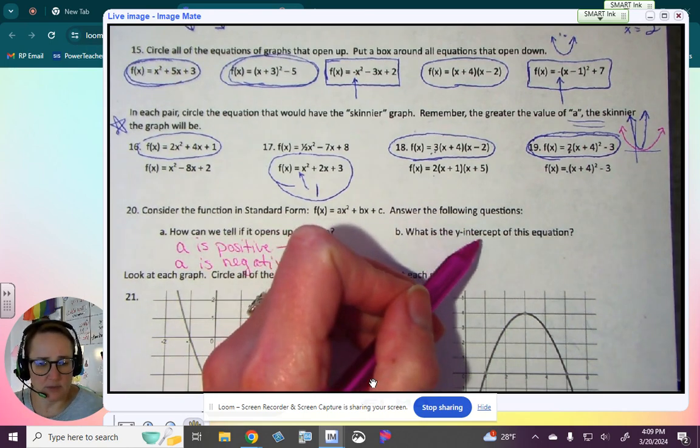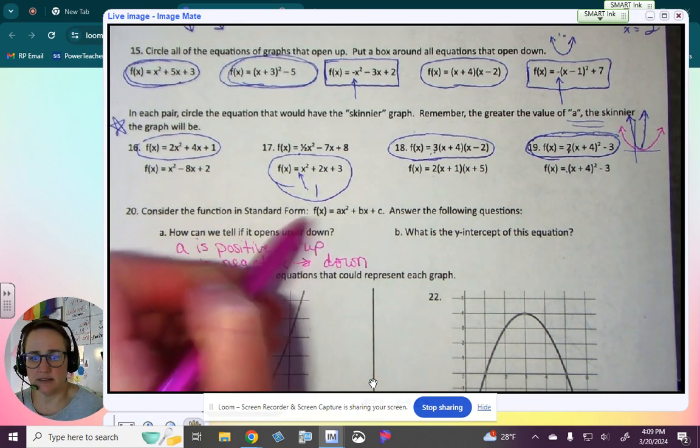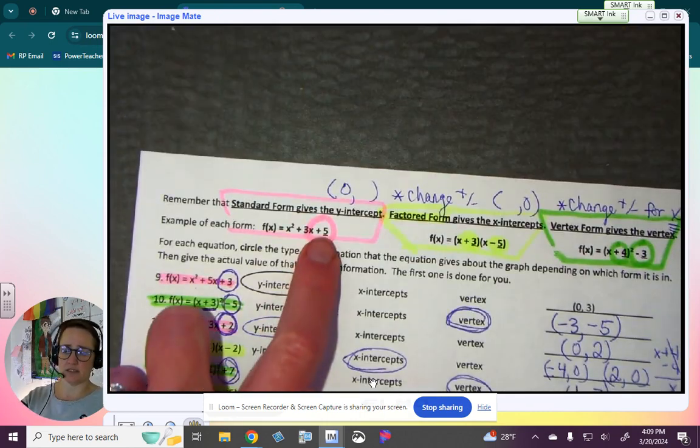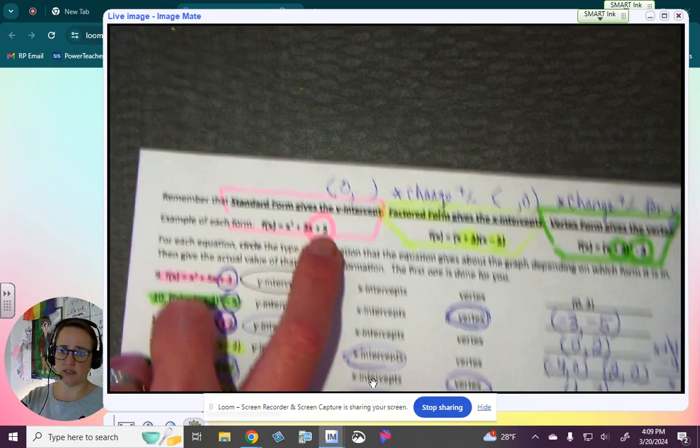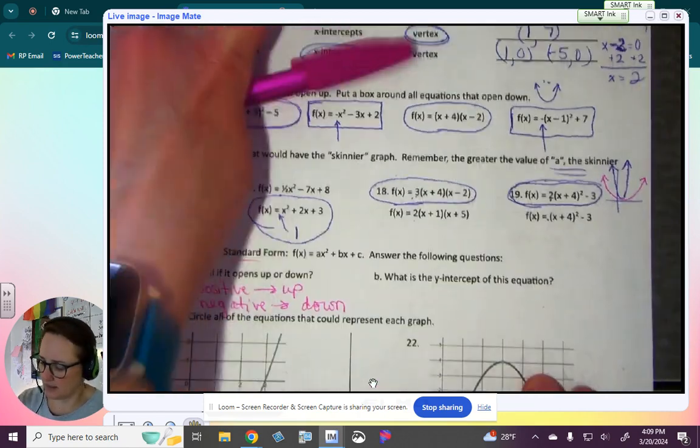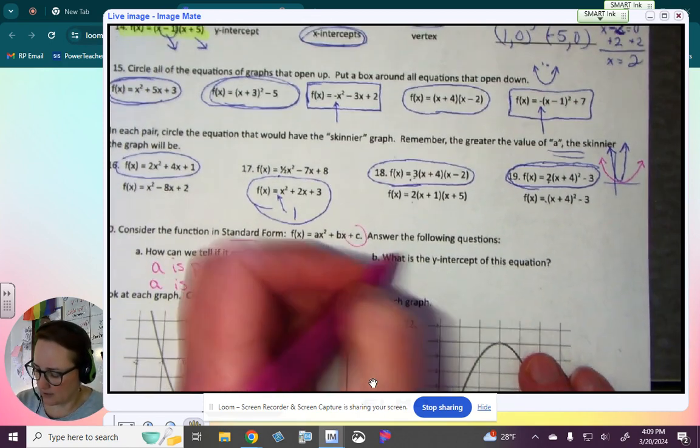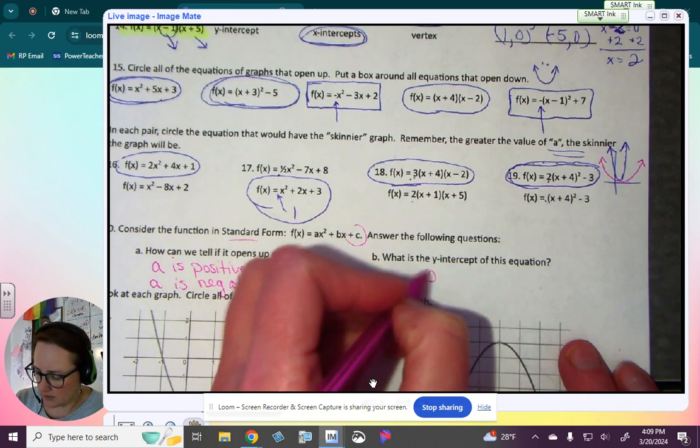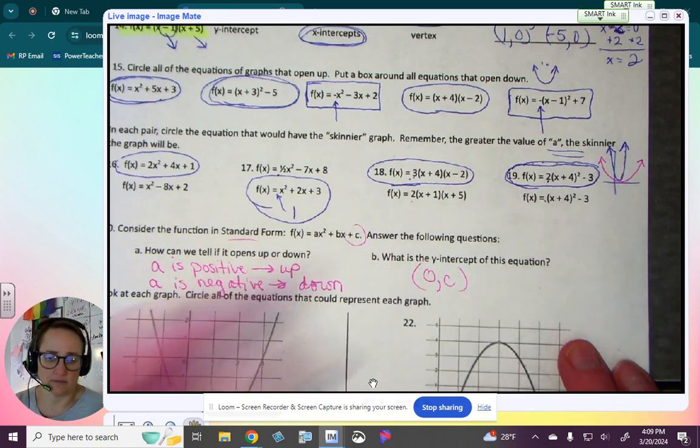The y-intercept of this equation, let's see, this is in standard form, so I'm going to go back up to something you should have already written on your index card. Standard form gives us the y-intercept. It is whatever the constant is. In this case, the constant is the c value, so the y-intercept is (0, c).